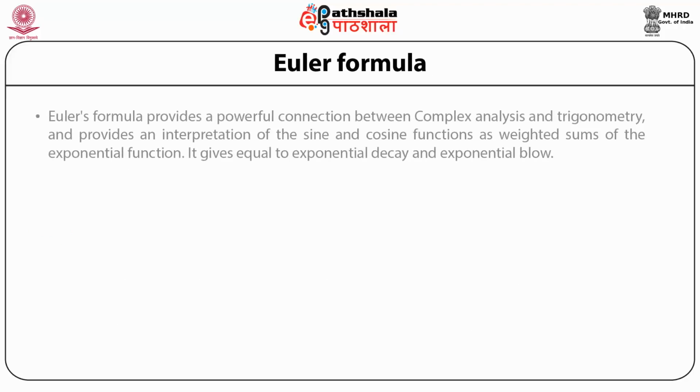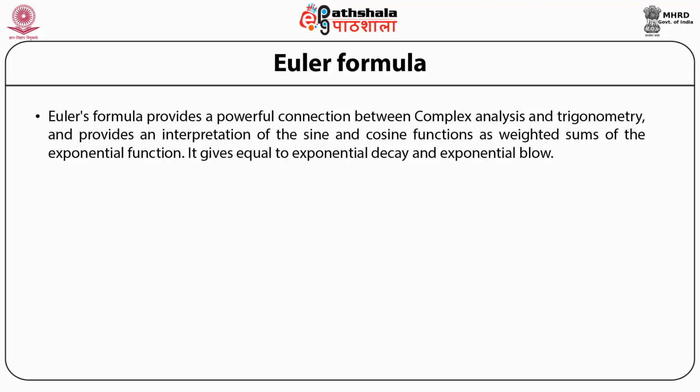Euler's formula. Euler's formula provides a powerful connection between complex analysis and trigonometry, and it provides an interpretation of the sine and cosine functions as weighted sums. It gives both exponential decay and exponential blow-up. Sine A can be written as e to the power of iA minus e to the power of minus iA, divided by 2i, and cos A can be written as e to the power of iA plus e to the power of minus iA, divided by 2.